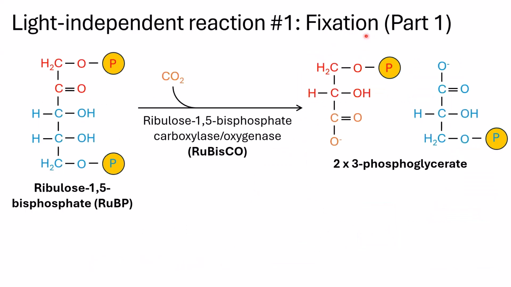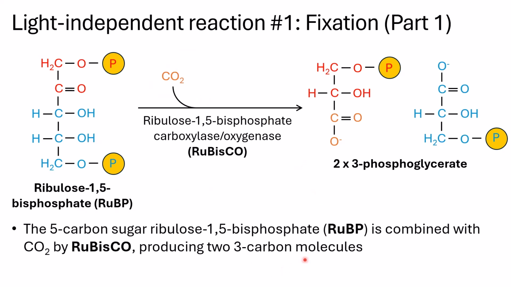Fixation, the first step of the light-independent reactions, involves taking a 5-carbon molecule called ribulose 1,5-bisphosphate, abbreviated as RUBP, and combining it with carbon dioxide. This produces a 6-carbon molecule that is immediately split into two 3-carbon molecules, 3-phosphoglycerate. The enzyme that performs this reaction is called ribulose 1,5-bisphosphate carboxylase/oxygenase, abbreviated as Rubisco.